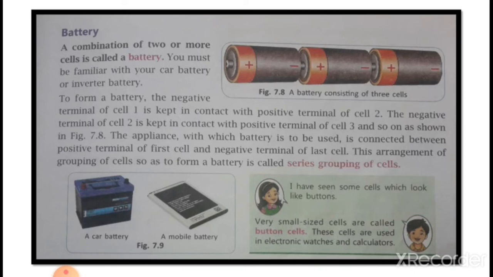So children, a battery is nothing but a combination of two or more cells. In this way, the figure shown in 7.8 is a battery consisting of three cells, and it is called the series grouping of cells, in which the negative terminal of the first cell is kept in contact with the positive terminal of the second cell, and the negative terminal of cell 2 is in contact with the positive terminal of cell 3. So this is the arrangement. This type of grouping of cells is known as the series grouping of cells.